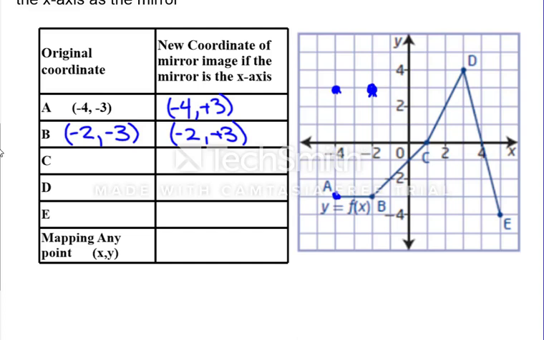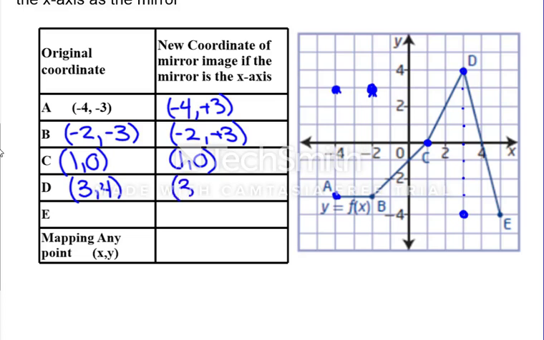Point C is at 1, 0. If we were to reflect that across the x-axis, well, it's 0 points away from the x-axis. It's going to stay 0 points away from the x-axis. So this point is 1, 0. Point D is at 3, 4. If we were to reflect it, again, we want it the same distance on the other side of the x-axis. So it is 1, 2, 3, 4 units above. If we were to reflect it across the x-axis, it's going to be 1, 2, 3, 4 units below.